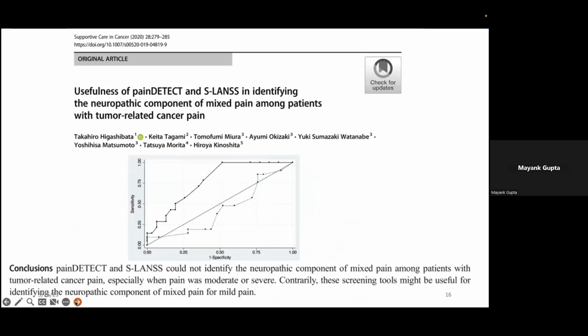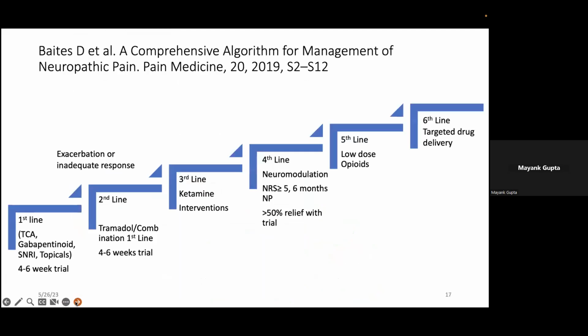And the tricky part is that the most common tools, for example, PainDETECT and the LANSS, which are routinely used for the assessment of neuropathic pain, have been found not to be very effective in recognizing moderate to severe neuropathic cancer pain. They are okay when it comes to mild pain, but they are not very sensitive or specific when it comes to the assessment of moderate to severe neuropathic cancer pain.